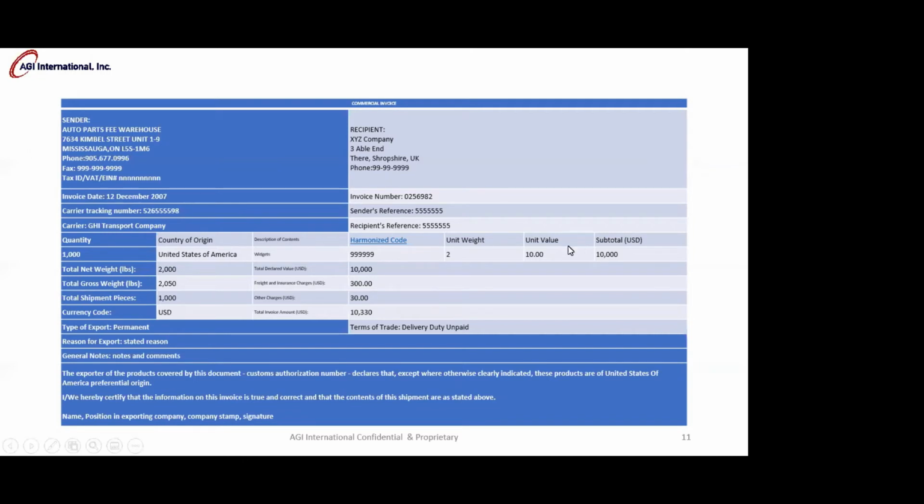So this is critical. This is a sample. They all look different. This happens to be one that we had a sample of, but an invoice will look quite different. All the data will be there, but they may not look just like this.